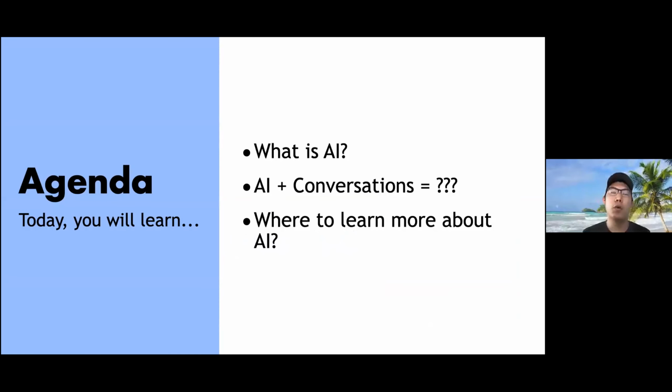What we'll be talking about today: just to start things off, we'll talk about what is AI, because it's a term that's thrown around a lot in the media, but with all the noise around, it's hard to really dissect what it is. Next is, what does AI being applied to conversations look like? And last but not least, for those of you interested in learning more about AI, where should you go, and what are the first steps to learning more about AI?